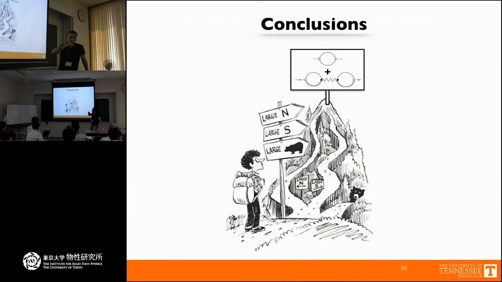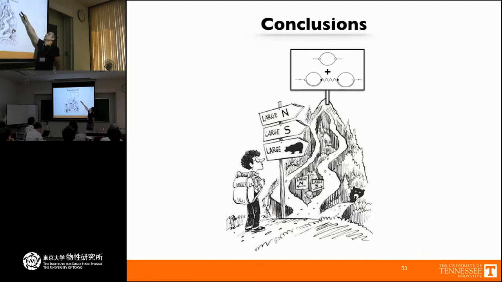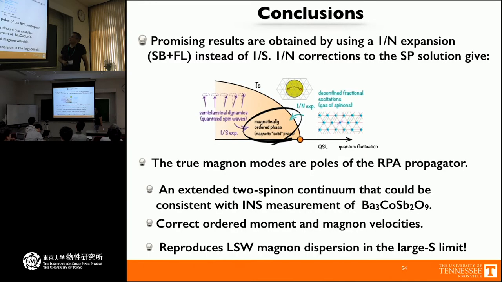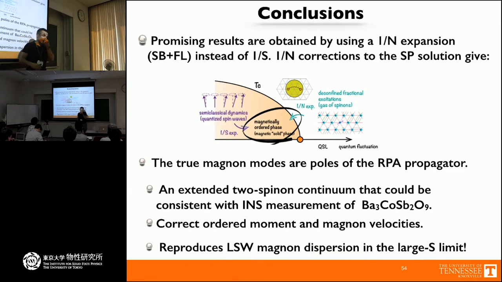So to answer the question, the place where these two approaches meet is when you add this 1 over N correction beyond the saddle point. Then it is possible to show that indeed large S can be recovered from large N. So just to conclude, let me reiterate the big problem that we are trying to address here: there are many materials that are appearing that do order magnetically, but they show a very anomalous excitation spectrum. So we need to do something to describe this region.